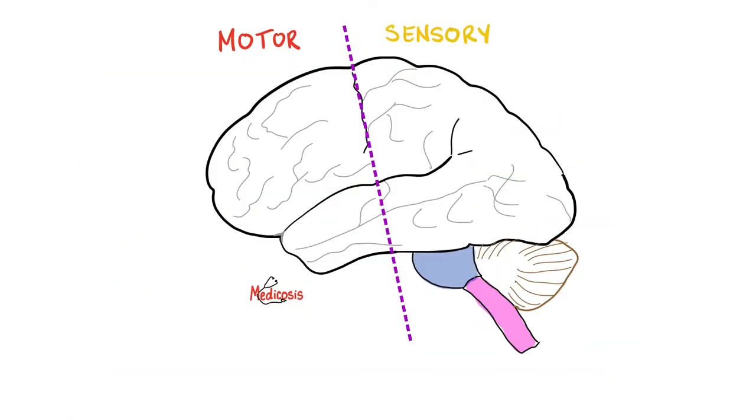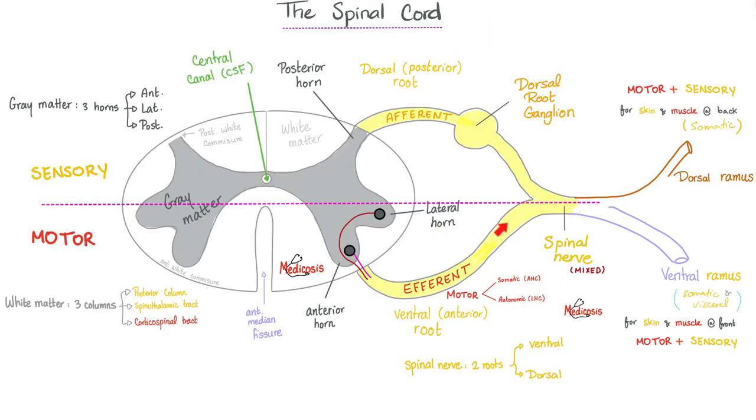Remember, here is your brain. You draw the line in the sand passing by the central sulcus. Anything in front, motor. Anything behind, sensory. Of course, there are exceptions, but this is the rule. Because embryologically speaking, this came from the basal plate and this came from the alar plate, and between them there was the sulcus limitans.